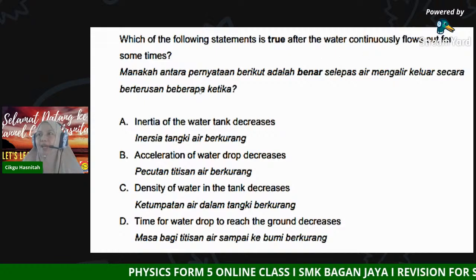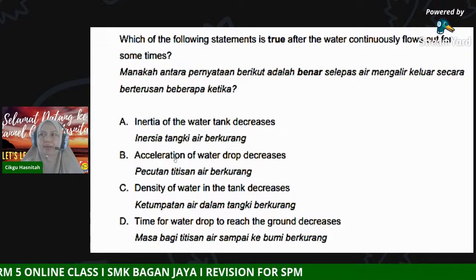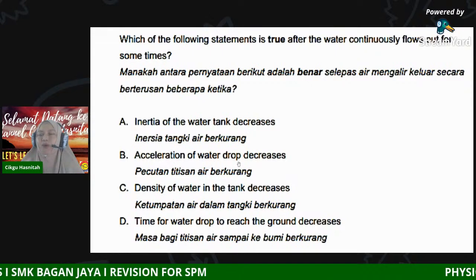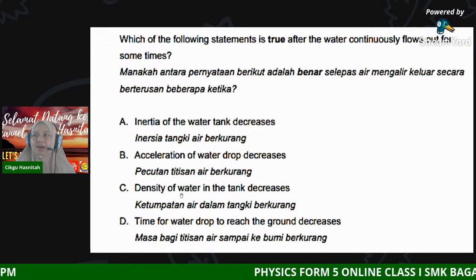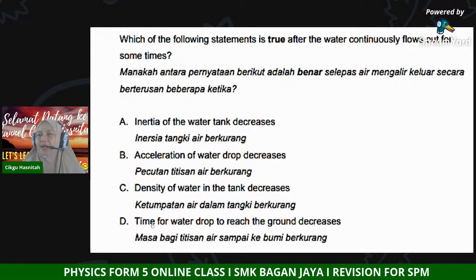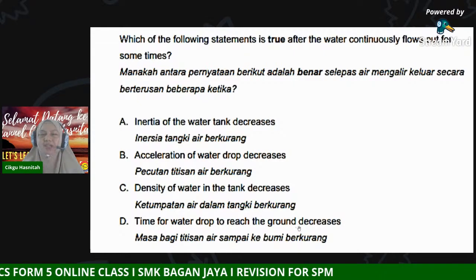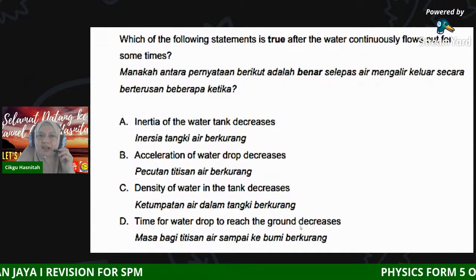Was it A, inertia of the water tank decreases? B, acceleration of water drop decreases? C, density of water in the tank decreases? And D, time for water drop to reach the ground decreases. So which one do you think is the answer?